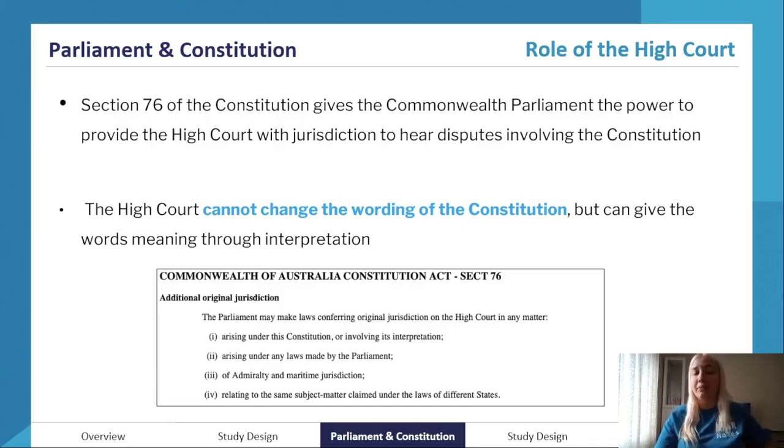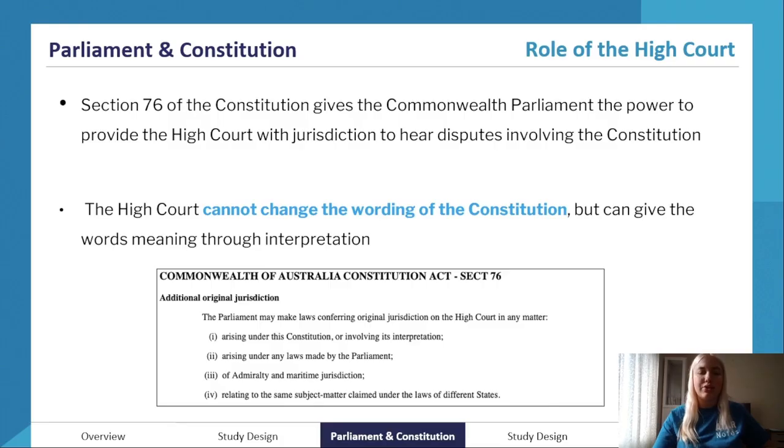So the last constitutional protection that we need to know about is the role of the High Court. And now this will make a lot more sense since we were just discussing what the High Court does with regards to our express rights. So Section 76 of the Constitution gives the Commonwealth Parliament the power to provide the High Court with jurisdiction to hear disputes involving the Constitution specifically. This refers to the notion that the High Court cannot change the wording of the Constitution, just like Parliament cannot, but they can give words meaning through interpretation.